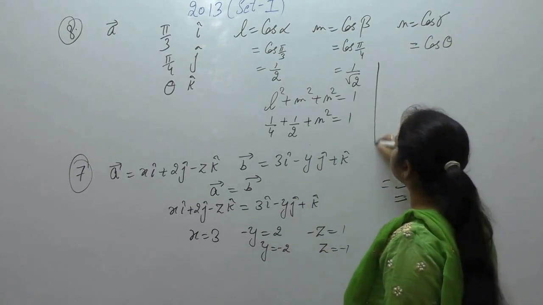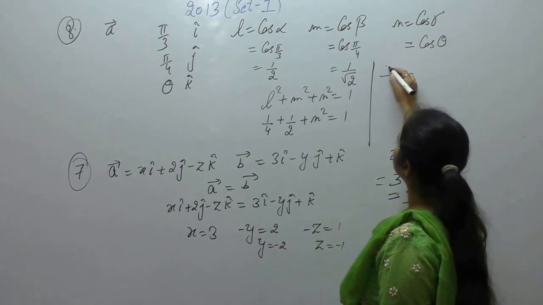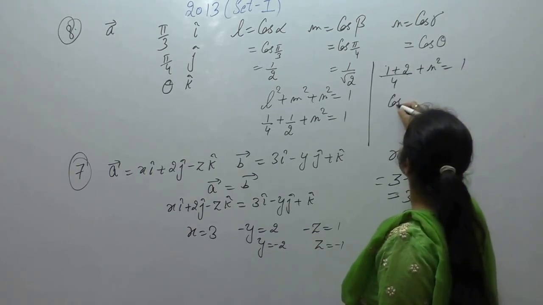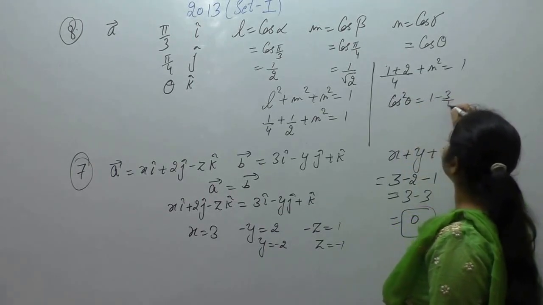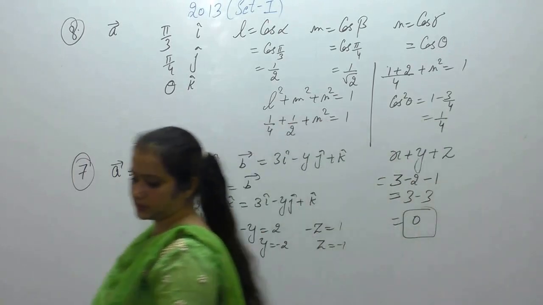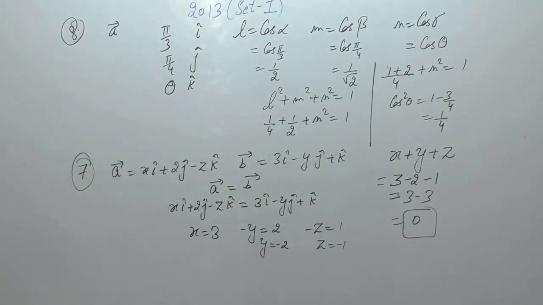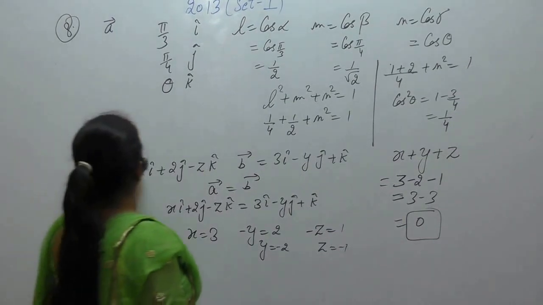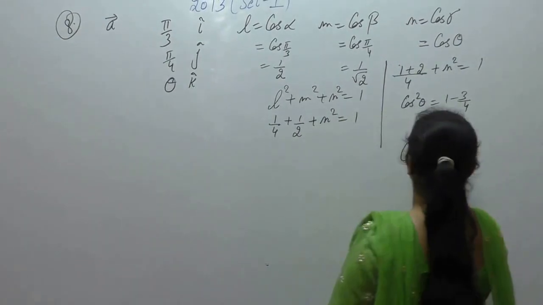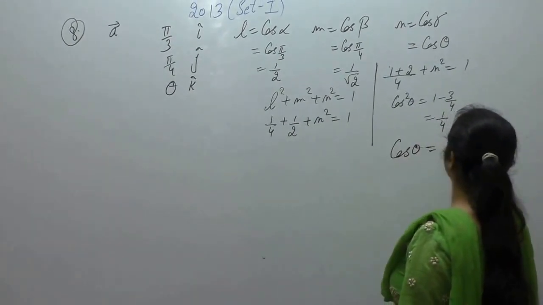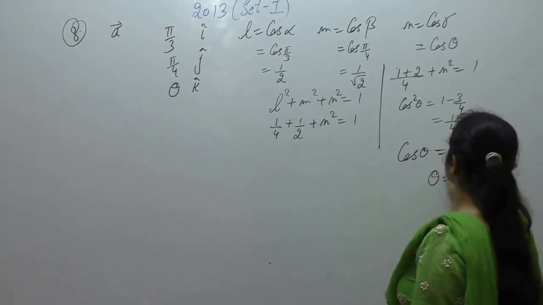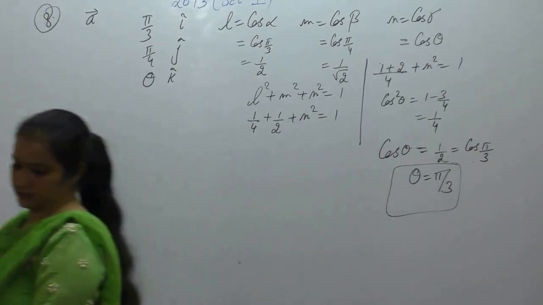So take the LCM now. 4, 1 plus 2 plus n square, 3 by 4. n square is cos square theta, 1 minus 3 by 4, that is 1 by 4. Cos theta is equals to 1 by 2. 1 by 2 is the value of cos pi by 3. So we get the value of theta as pi by 3.